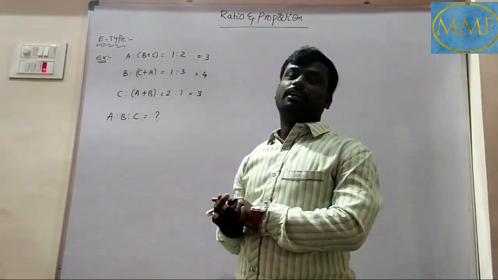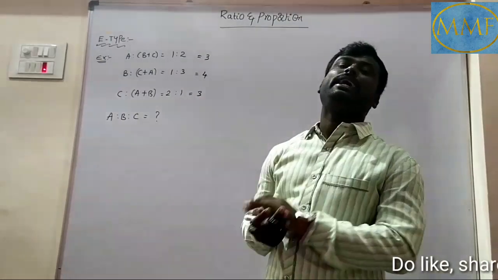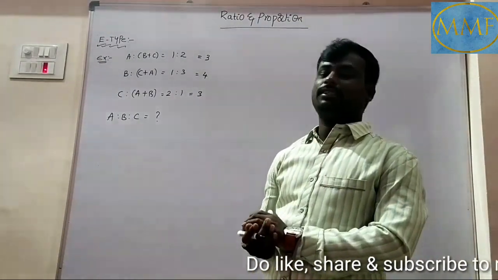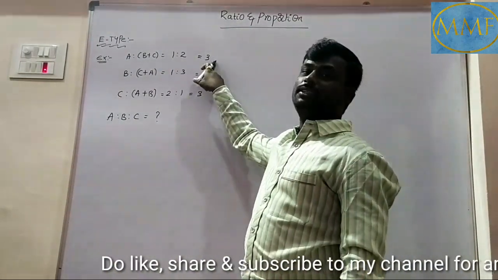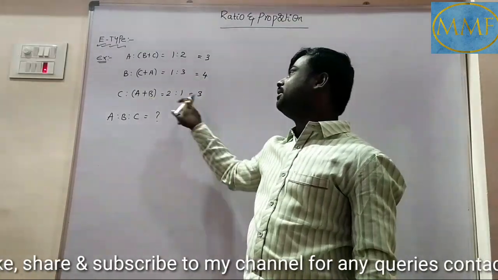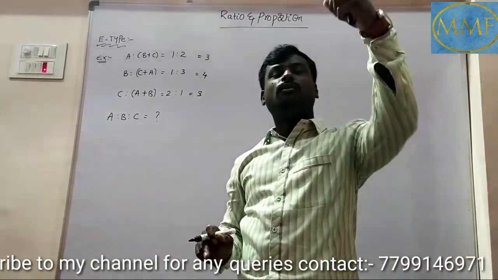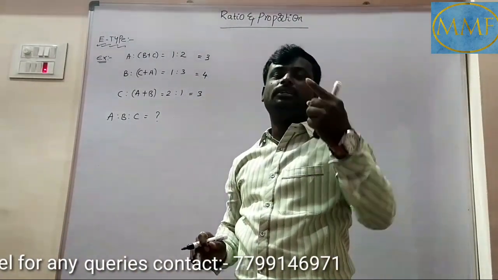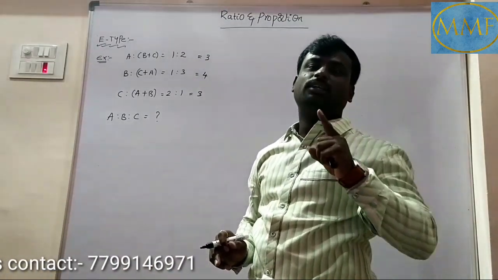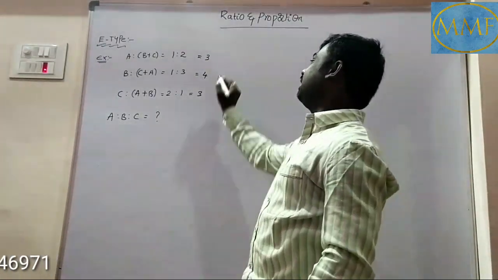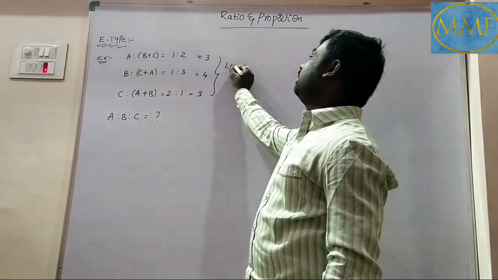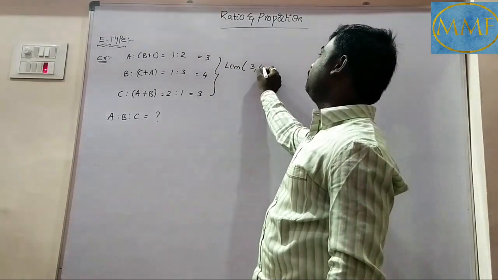If you see here, the sum must always be the same. But here the sum is 3, here 4, and here 3. To make all of them the same, the one and only concept to equalize is LCM. So LCM of 3, 4, 3.